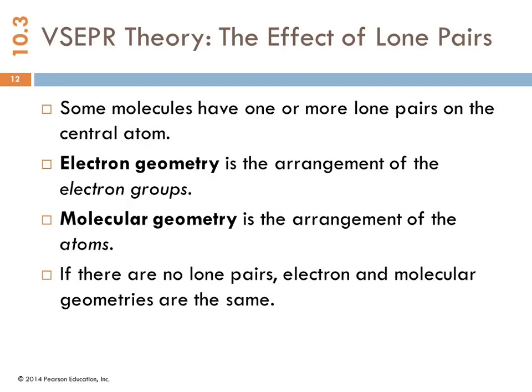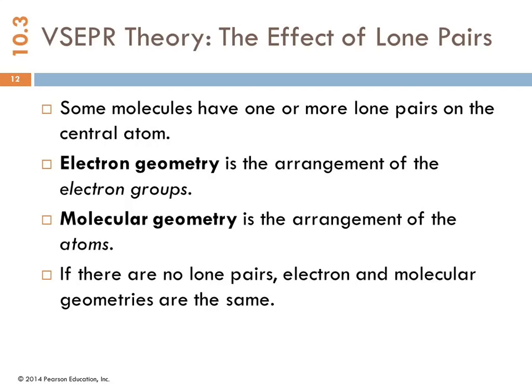What about lone pairs? There are molecules that have one or more lone pairs in the central atom. What does that do? When there are lone pairs, we talk about two different kinds of geometries: the electron geometry and the molecular geometry. Electron geometry looks at the arrangements of the electron groups, and a lone pair is an electron group. Molecular geometry looks at the arrangement of the atoms.